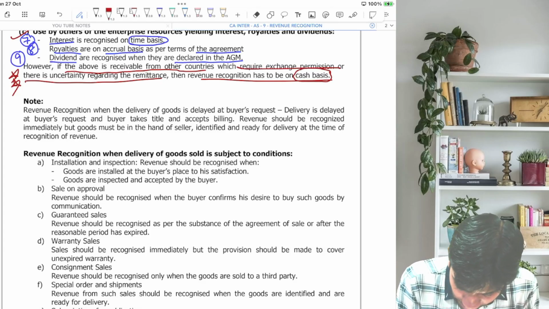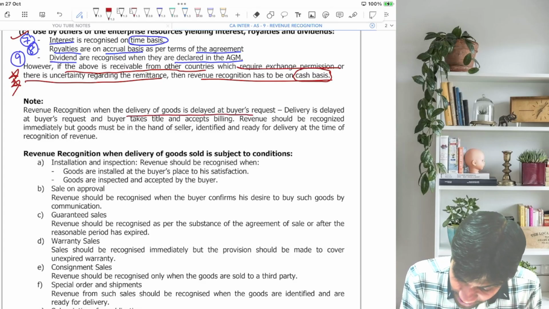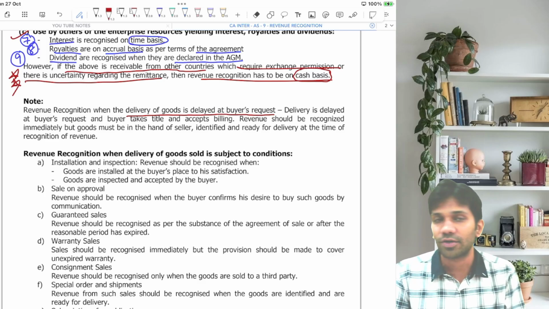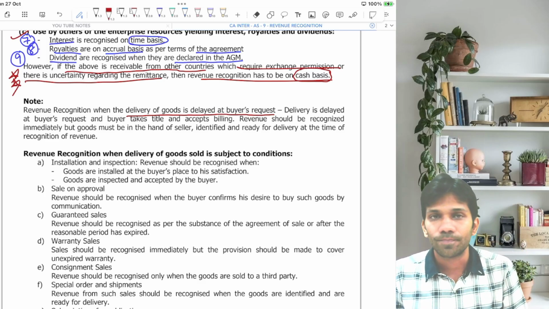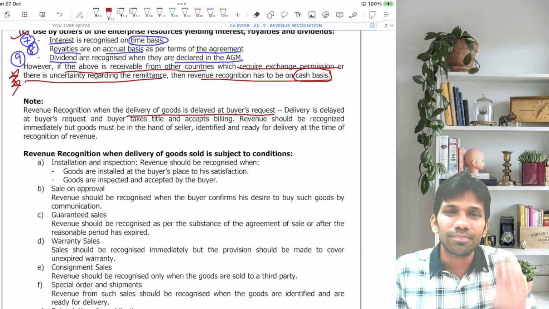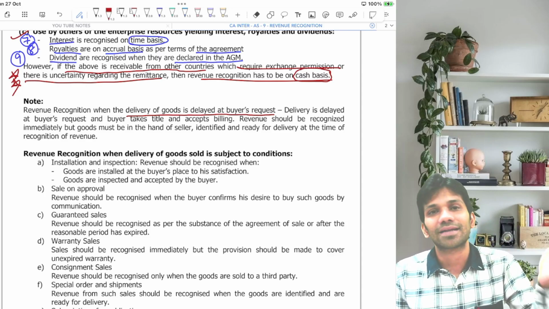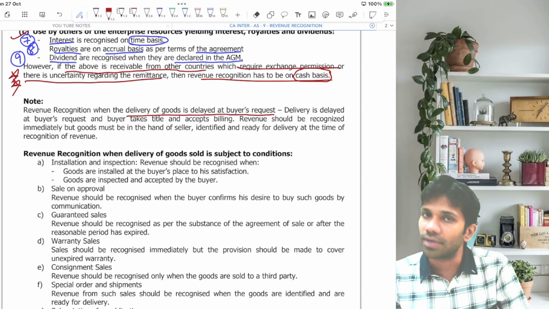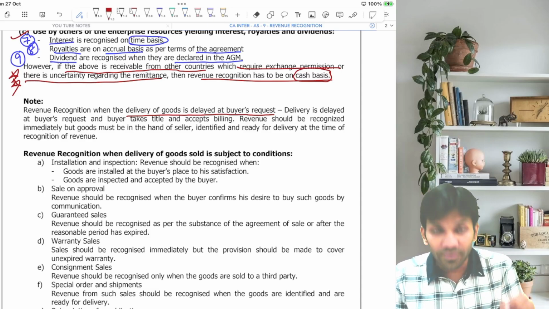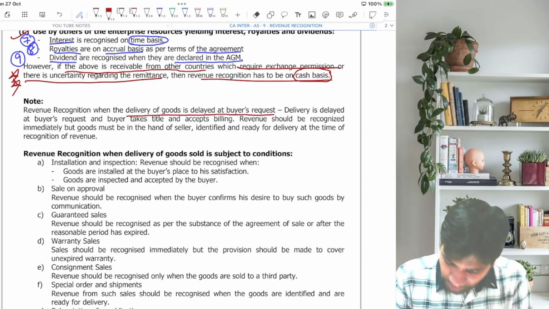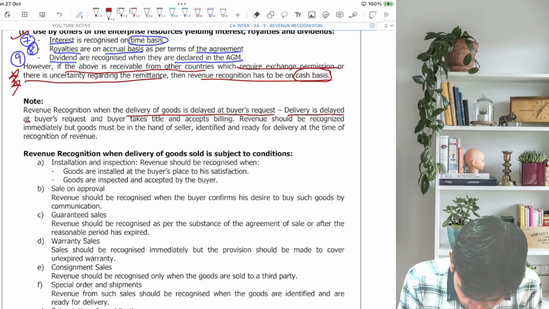Revenue recognition when the delivery of goods is delayed at the buyer's request. Again, sale of goods is coming into the picture. Suppose I have sold goods to you, but the buyer says, sir, please keep these goods in your shop only. I'll collect after some time, some month or some days. So, revenue recognition when delivery of goods is delayed at the buyer's request.